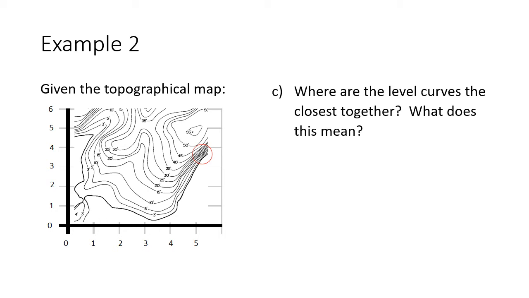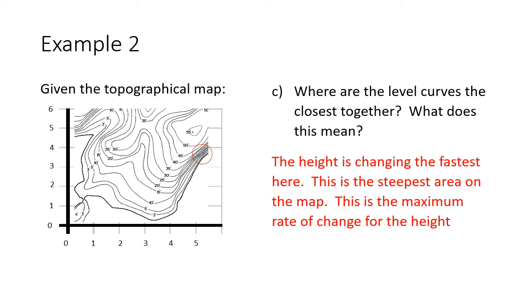So, think about standing at the base of a mountain, right? If the mountain goes from 0 feet to 45 feet in a very short period of time, well, the height is changing the fastest there. This is the steepest area on the map, which means this is the maximum rate of change for the height. And now we're finally getting into some calculus here. Everything up to this point has mostly been just trying to get the basics down of functions and vectors and stuff like that. Now we're starting to actually investigate some of these calculus things.